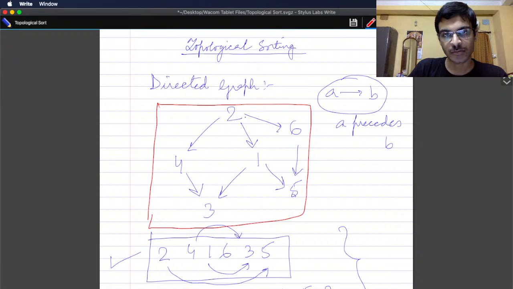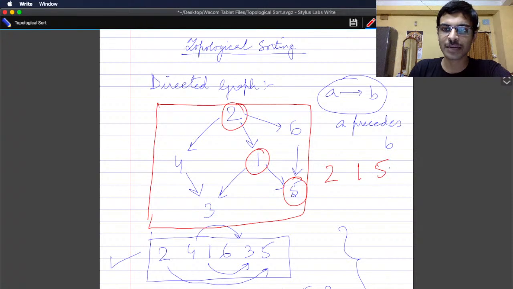Suppose I started over here. I start DFS, suppose over here. I reached 1 and then I reached 5. Since I cannot reach anything from here, this can be my order: 2 1 5. I can place it something like this, 2 1 5. And can I say that okay, the rest of the graph I can place after this? Because 2 will come after them?